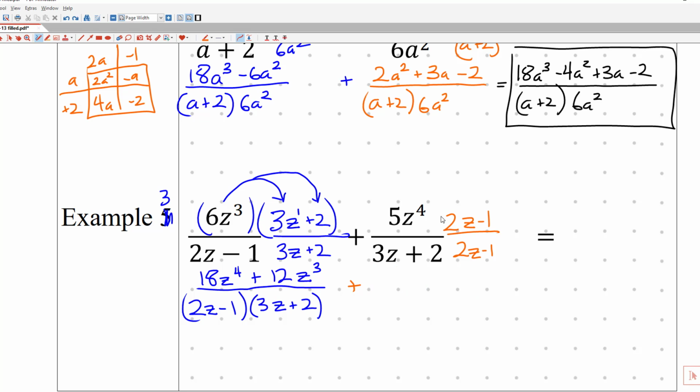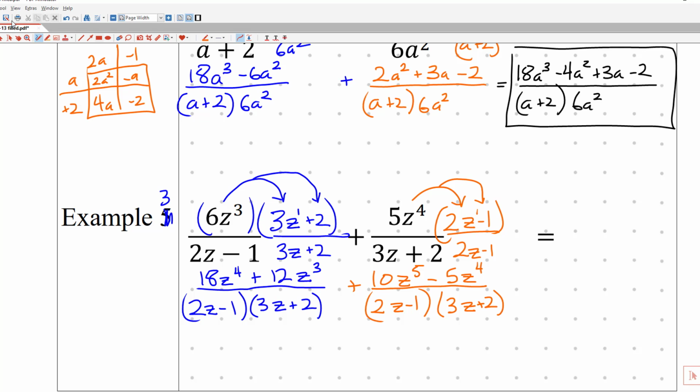But I think you probably remember that from the previous homework assignment. So how do I do this one? This one is nice and easy. Again, just distributing into our binomial. So 5z to the power 4 times 2z is 10z, and then 4 plus 1 is 5, so 10z to the power 5. And then distributing into the second part of the binomial, we have minus, just copying down the sign, minus 5z to the power 4. And that's all going to be divided by the same terms, 2z minus 1 times the quantity of 3z plus 2.